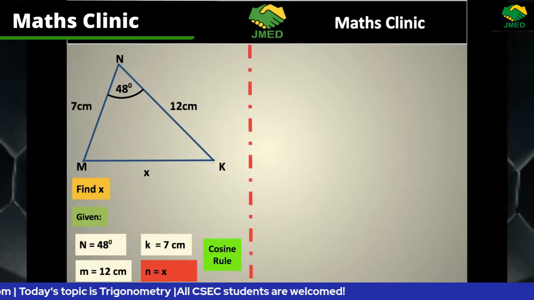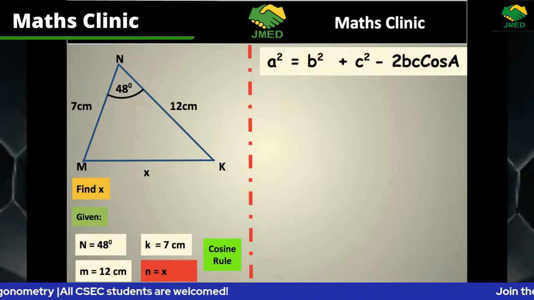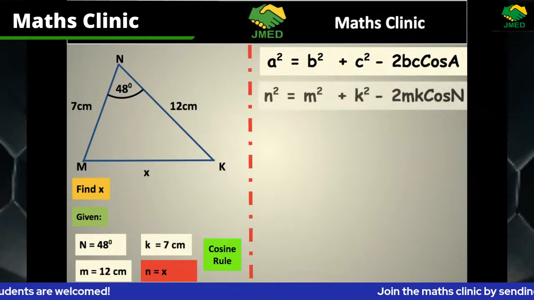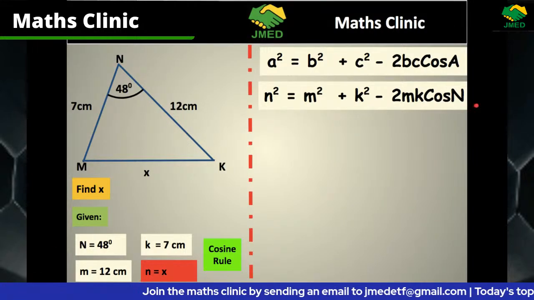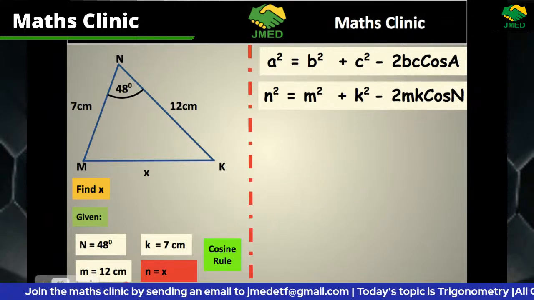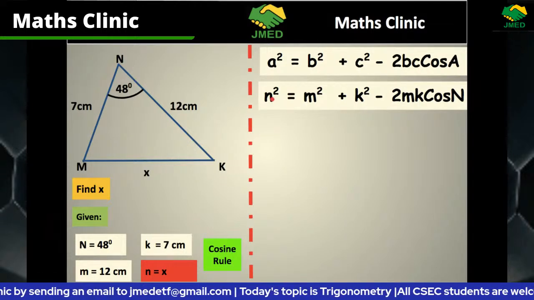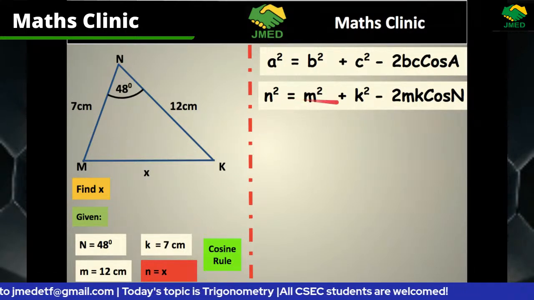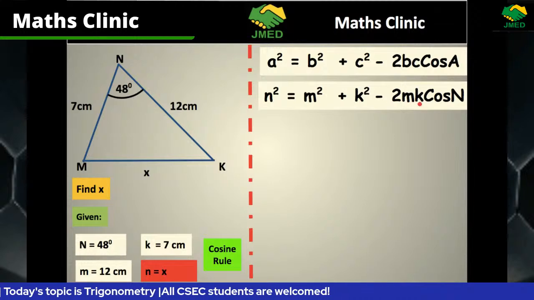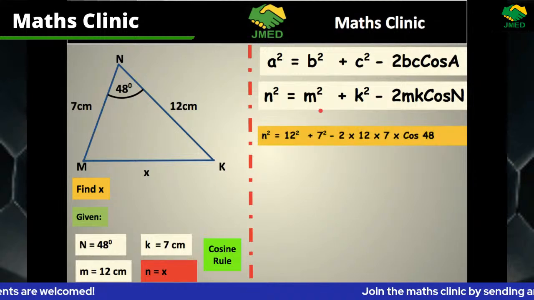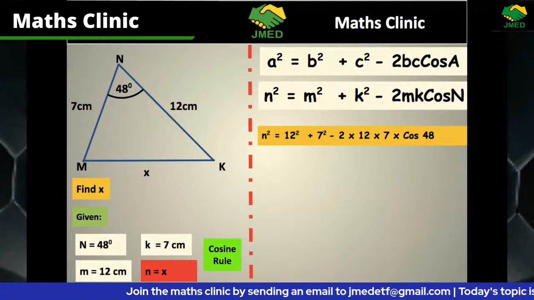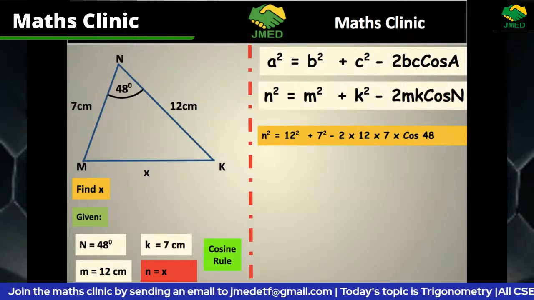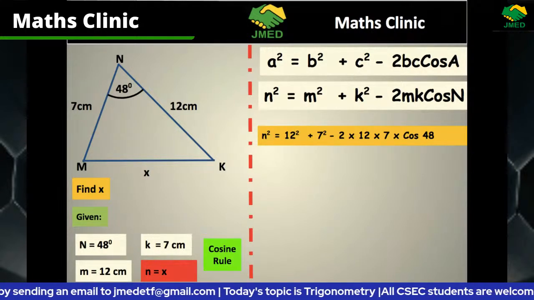That's the cosine rule, what it looks like in the exam booklet. This is what it looks like when you put in your own letters. Remember, we're trying to find N, so it will always be N squared. If you write X squared, it doesn't matter either. MK, MK. You'll get used to it. Just put in the information. It's an easier question because we don't even have decimals in it. 12 squared plus 7 squared minus 2 times 12 times 7 times cos 48.